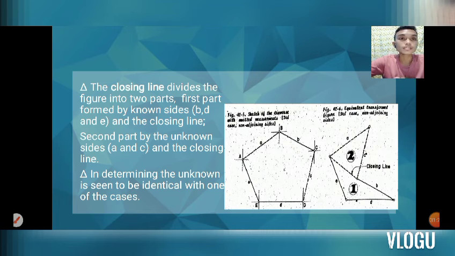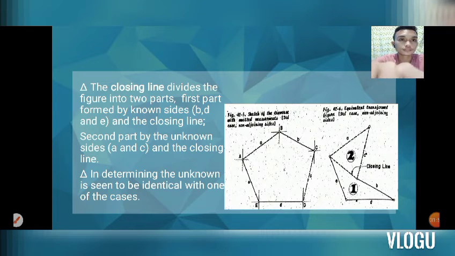The closing line divides the figure into two parts. The first part is formed by the known sides B, D, and E and the closing line, and the second part by the unknown sides A and C and the closing line. In determining the unknown, it is seen to be identical with one of the cases.